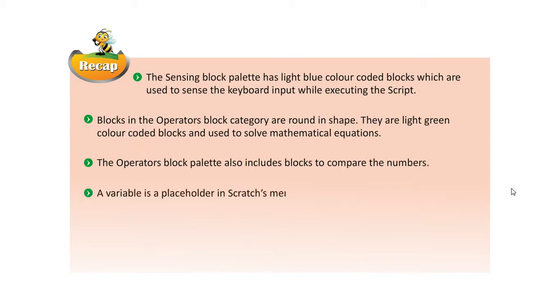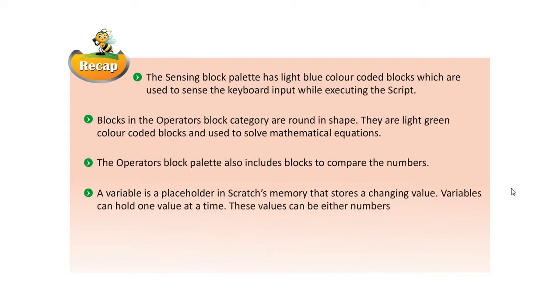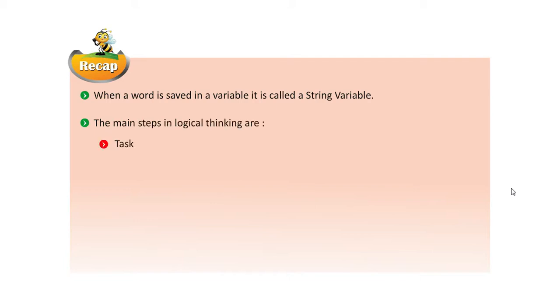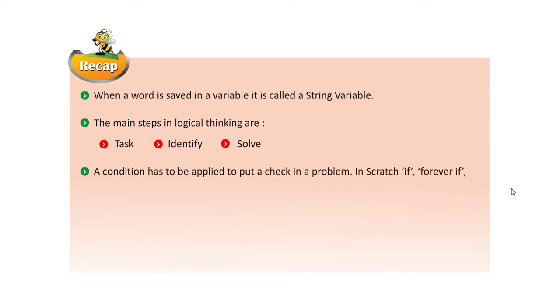A variable is a placeholder in Scratch memory that stores a changing value. Variables can hold one value at a time. These values can be either numbers or strings, text. Data block is used to create variables in a project. When a word is saved in a variable, it is called a string variable. The main steps in logical thinking are task, identify, solve. A condition has to be applied to put a check in a problem. In Scratch, if, forever if, or if else are the conditional blocks present in control block category.